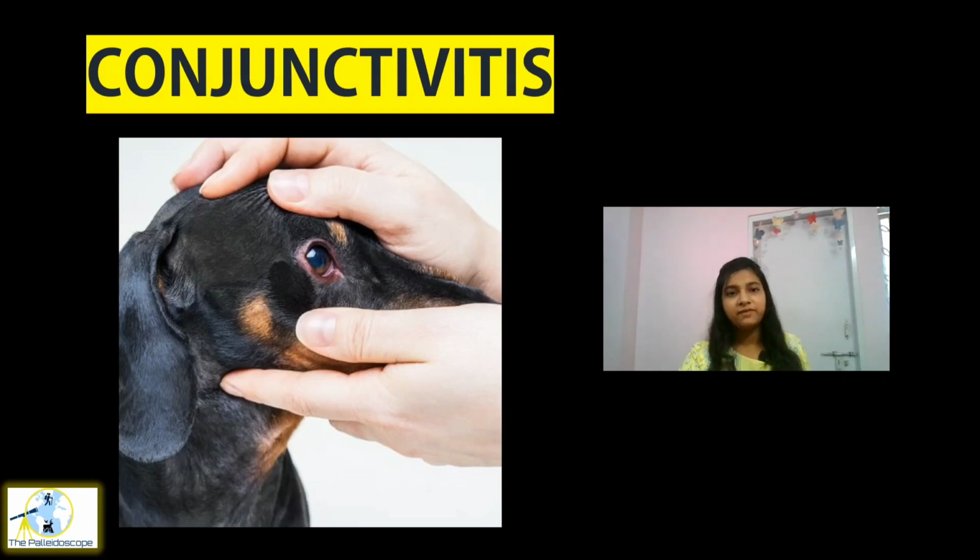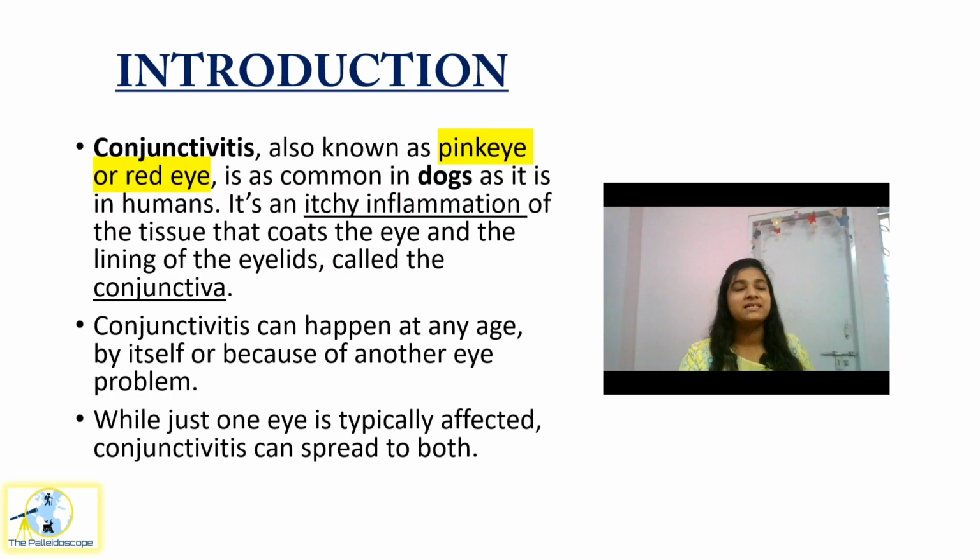Conjunctivitis. The third disease that we will be discussing is conjunctivitis. That is very common in humans as well, so it happens in your dog as well. A brief introduction: conjunctivitis is also known as pink eye or red eye, which you will come across in articles. I've read a lot of articles and most of them say pink eye, red eye. It is common in dogs as it is common in humans.